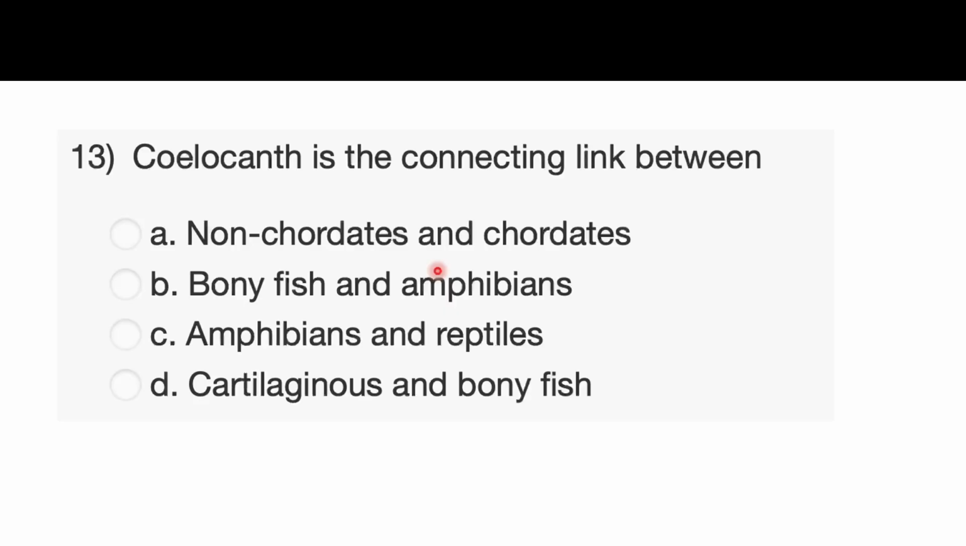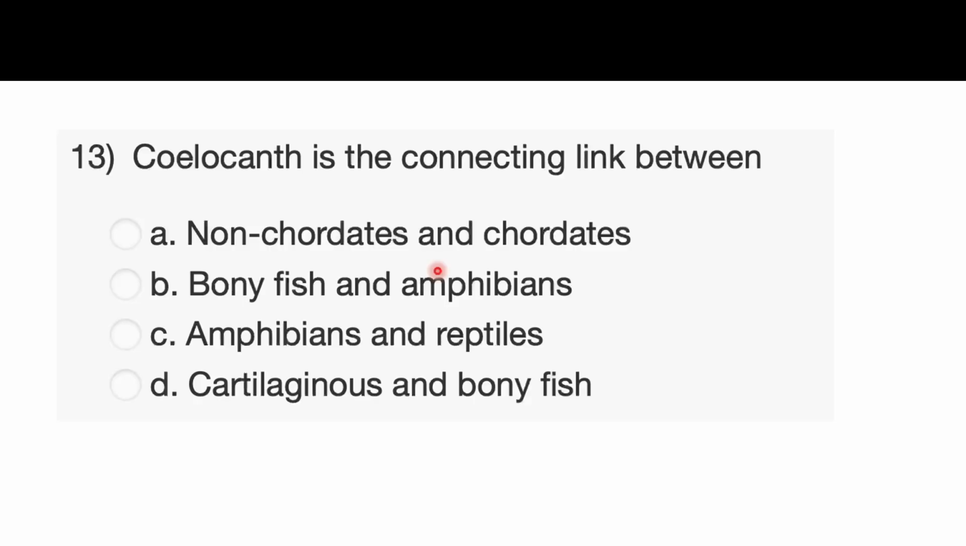Coelacanth is the connecting link between dash. Option A, non-chordates and chordates. Option B, bony fish and amphibians. Option C, amphibians and reptiles. Option D, cartilaginous and bony fish. This is an organism called coelacanth. Coelacanth is the connecting link between which two phylum of organisms?